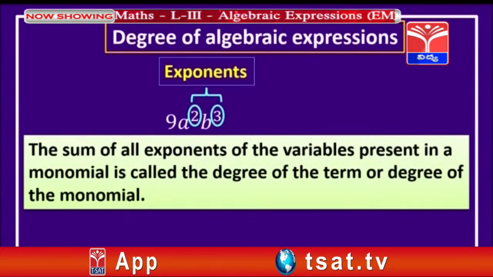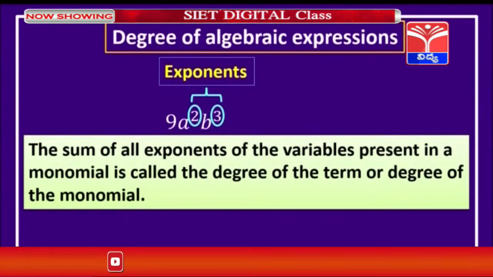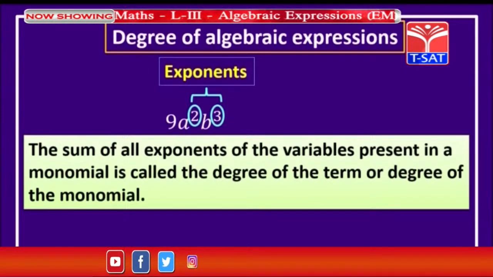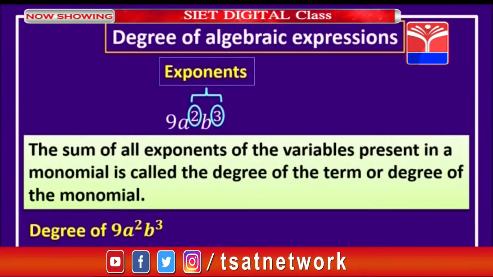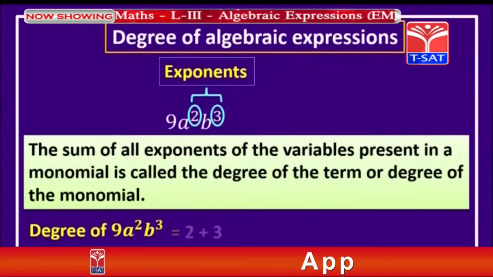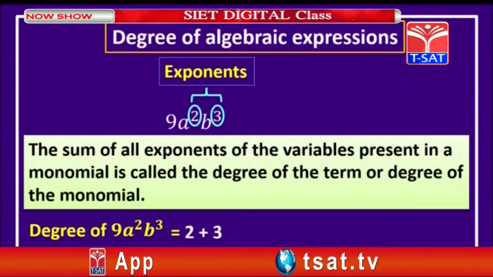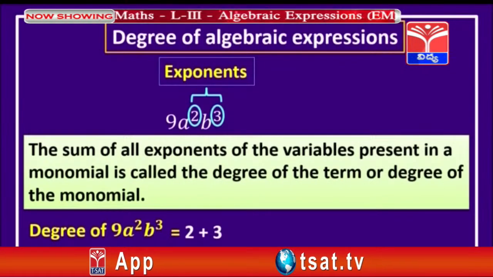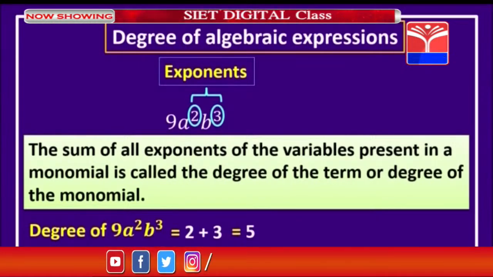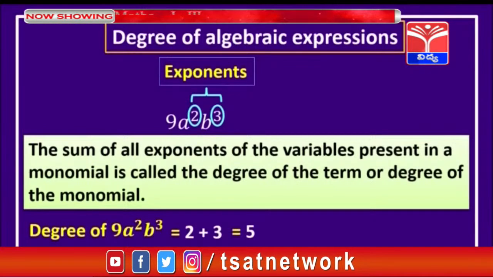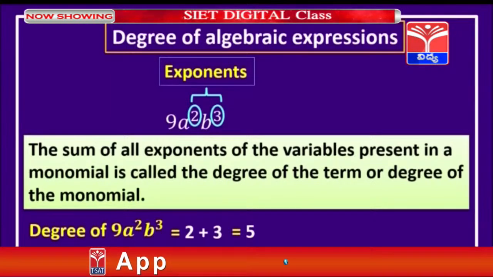Since only one term is there, how do you find the degree of this term or the given monomial? We need to add all the exponents of the variables. So the degree of 9a square b cube will be how much, children? Yes, the exponents of the variables are 2 and 3. So we add those exponents, that is 2 plus 3 gives us 5. Hence I can say that the degree of 9a square b cube is 5. So this is how we find the degree of a monomial, children.